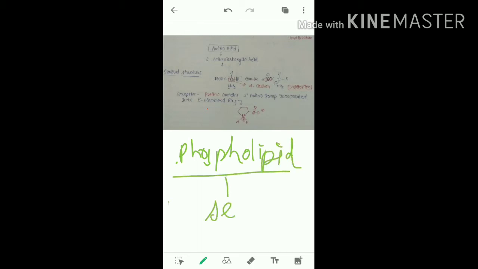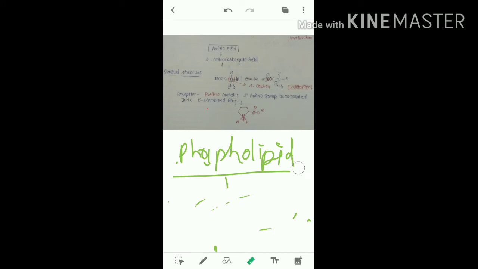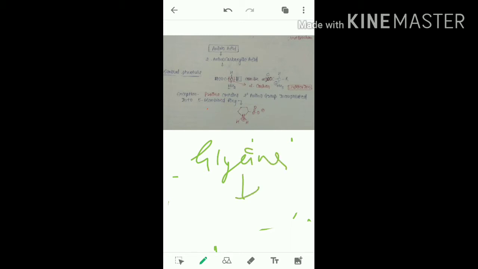that is serine, a neutral amino acid, and glycine in bile salts.